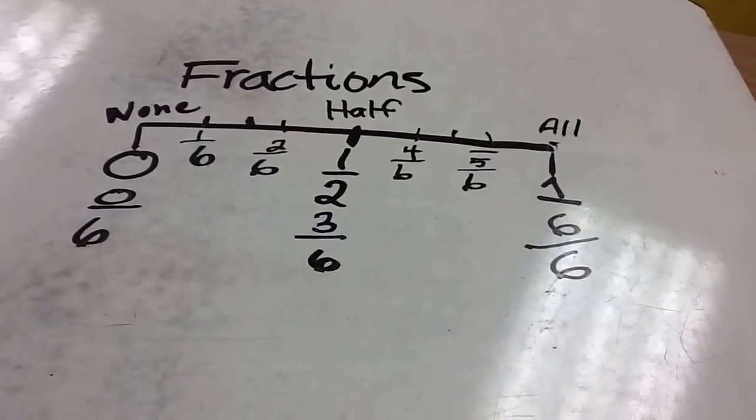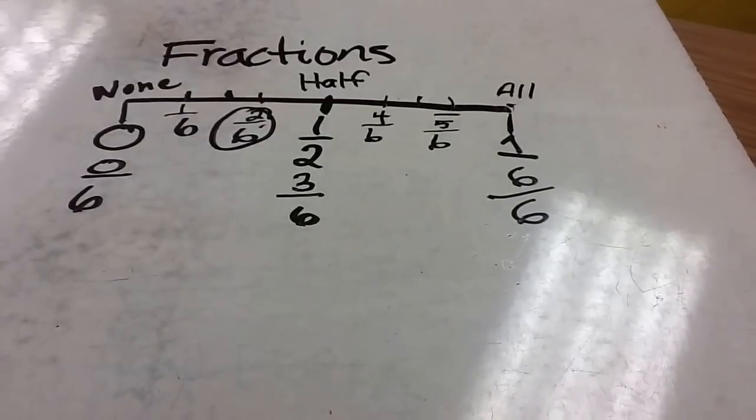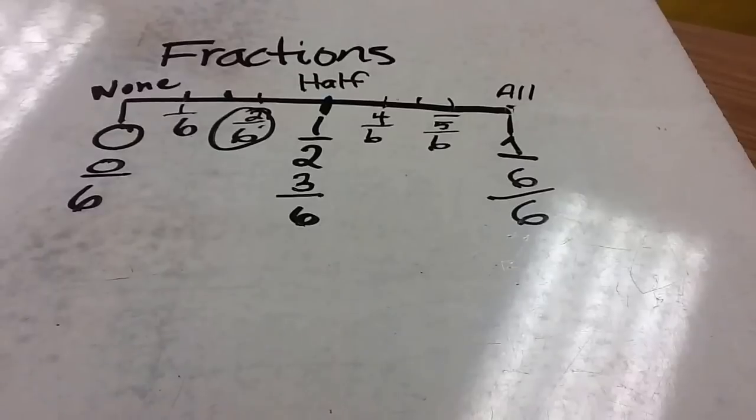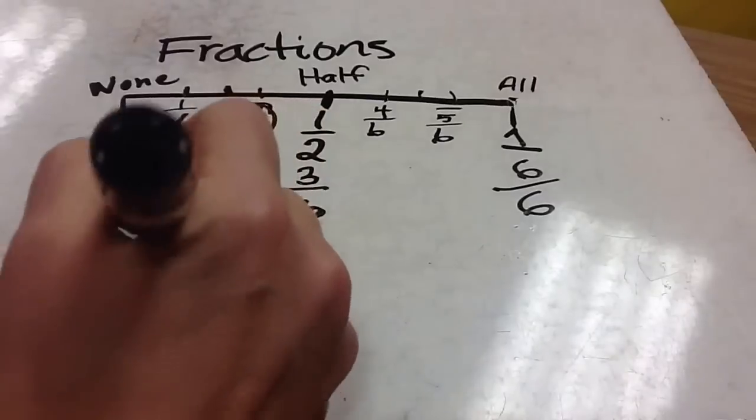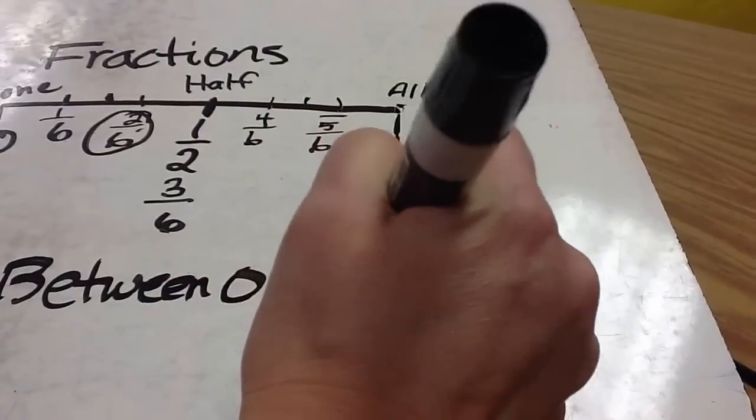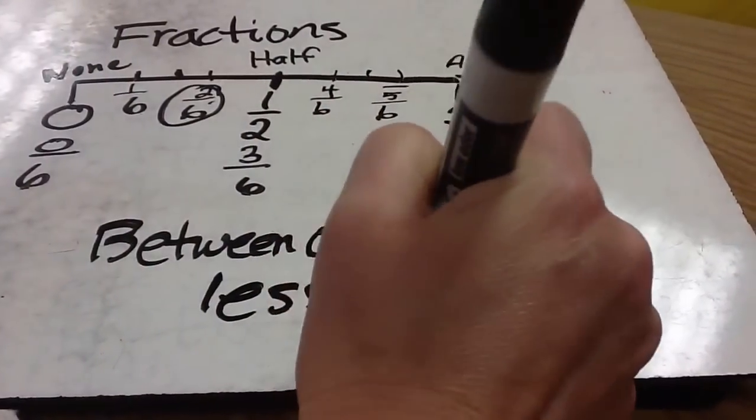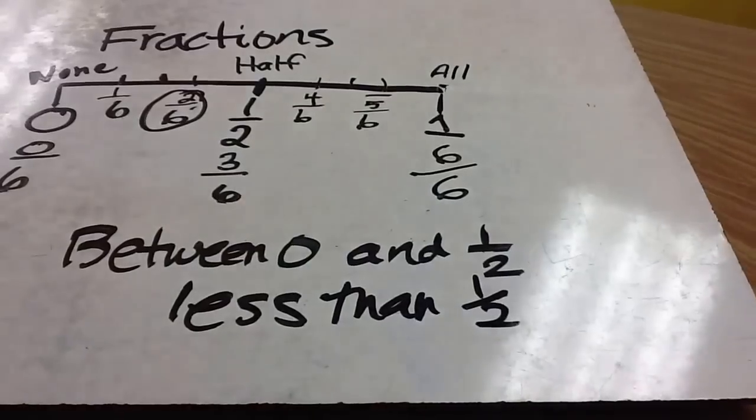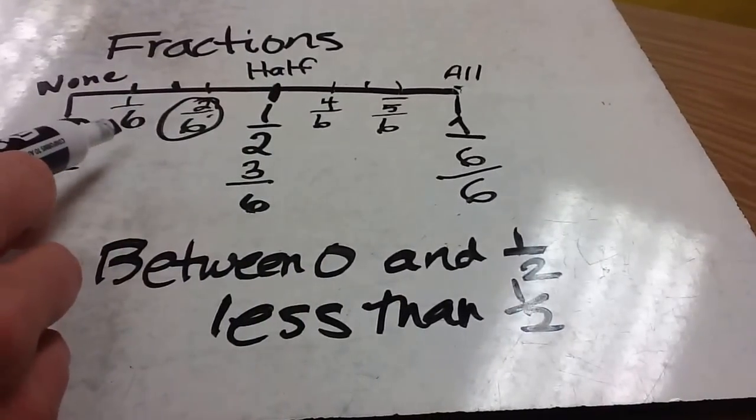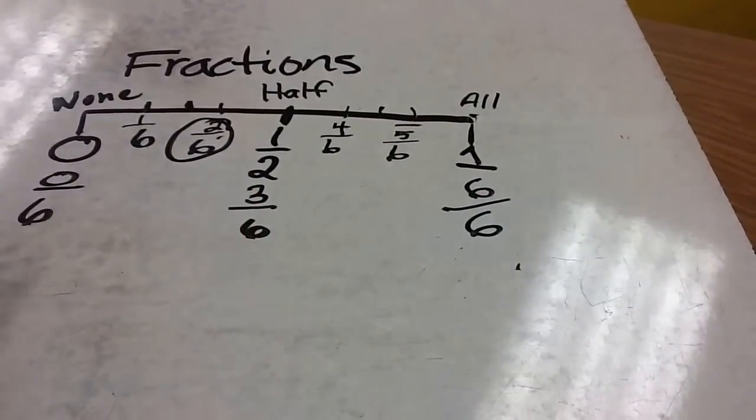Let's say I wanted to tell if 2/6 was more than half or less than a half. Where would I say 2/6 is? 2/6 lands between 0 and 1/2. It's less than 1/2. We can say the same thing for 1/6. 1/6 is also less than a half.